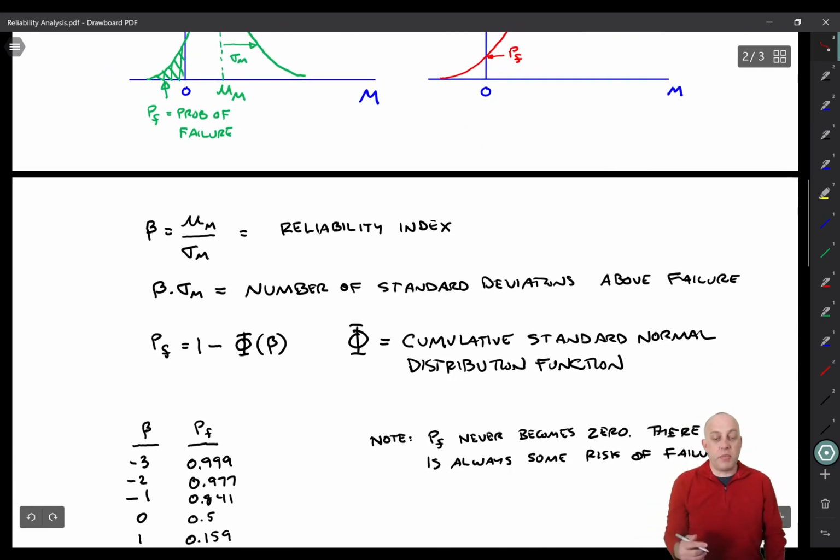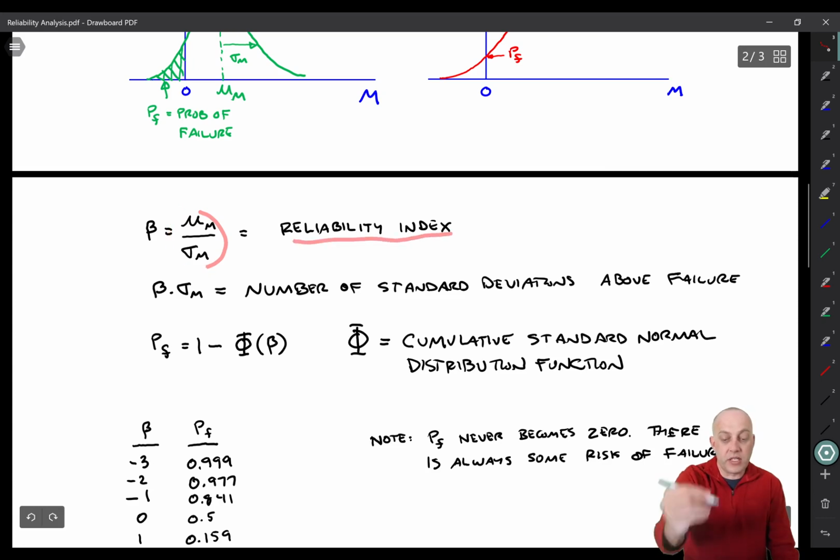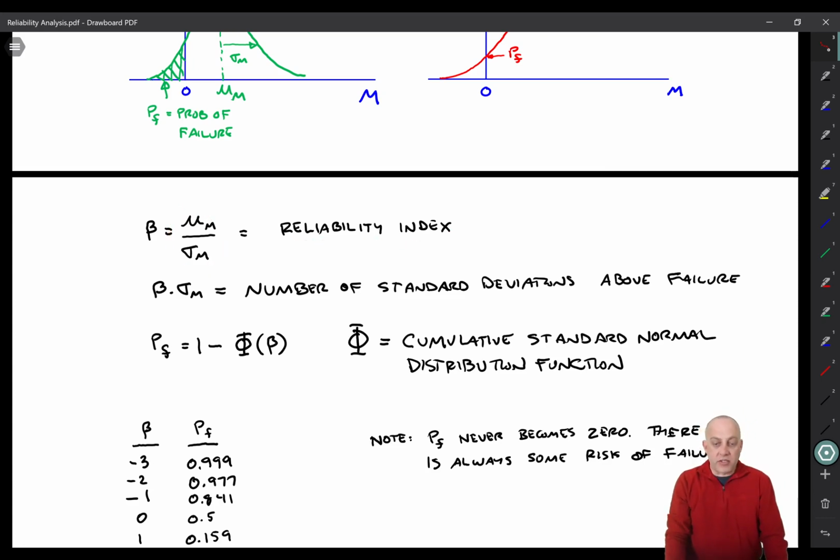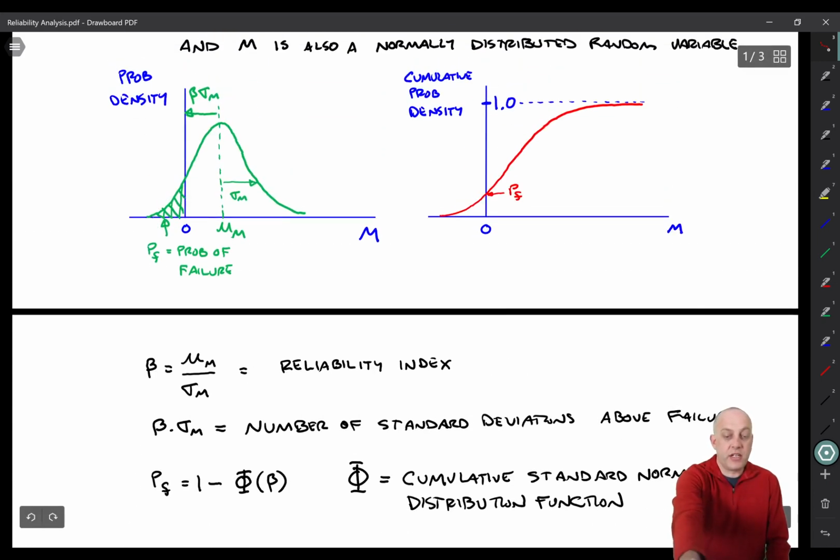So I talked about this beta. It's equal to mu_M over sigma_M, and it's equal to the reliability index. From an intuitive perspective, as beta gets bigger, your mean is moving further away from 0 as a function of the number of standard deviations. So it's like how many standard deviations above failure is the mean value of your margin of safety. And you want that to be a big number. As that number gets bigger and bigger, it means you're getting a distribution that's way out here.